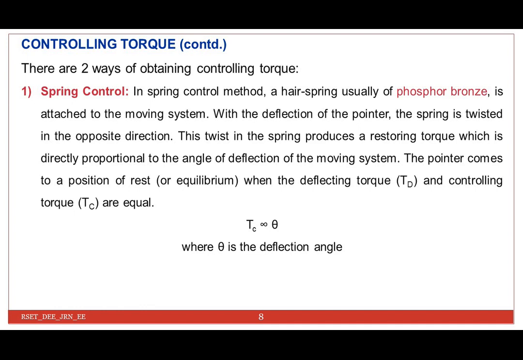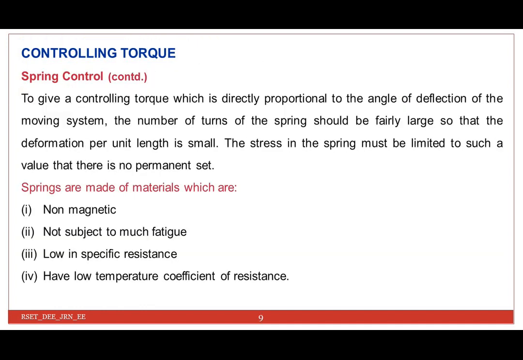Now, you will be seeing later on the controlling torque is directly proportional to theta, where theta is the deflection angle. We will see the expression for it later on. To give a controlling torque which is directly proportional to the angle of deflection of the moving system, the number of turns of the spring should be fairly large so that the deformation per unit length is small. The stress in the spring must be limited to such a value that there is no permanent set. Springs are made up of materials which are non-magnetic, not subject to much fatigue, low in specific resistance, and have low temperature coefficient of resistance.